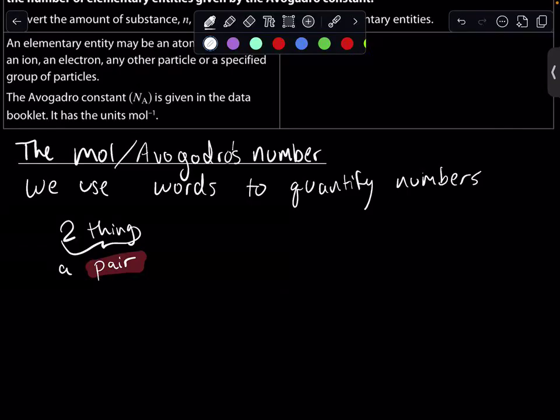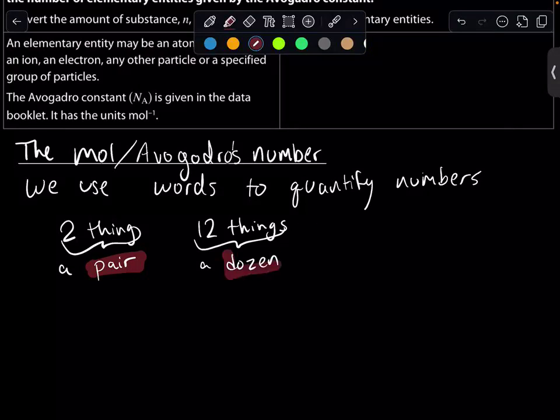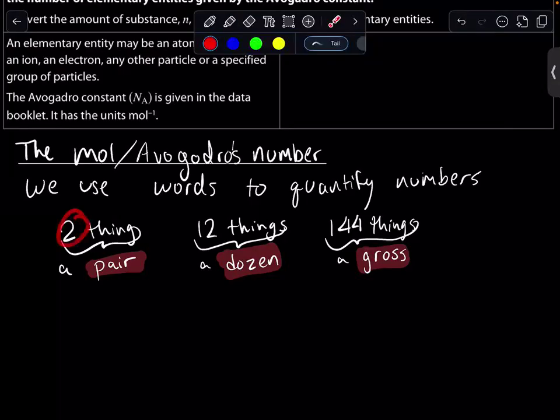Let's say you're grabbing some eggs. You're getting 12 things. If you want to grab 12 things, instead of saying 12, you usually say a dozen, unless you're at a bakery, and then you say a baker's dozen, which is 13, not 12. Maybe let's say you are getting lumber and you want 144 pieces of lumber, so 144 things. We actually call that a gross. A gross is 144.